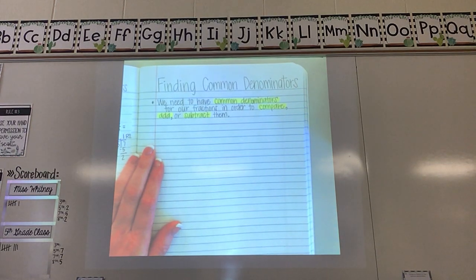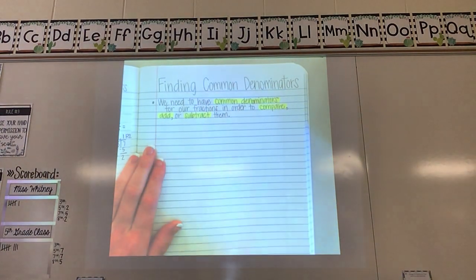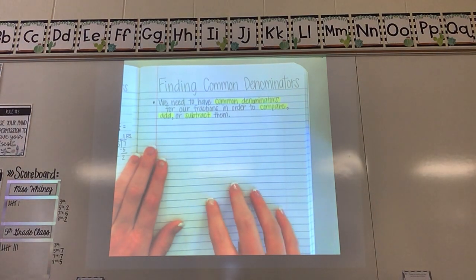Hi, fifth grade. Today for math, we are doing a little in-class activity to get better at finding common denominators. This is going to be very important next week, so make sure you really take your time and understand this so that next week will be really easy for you.